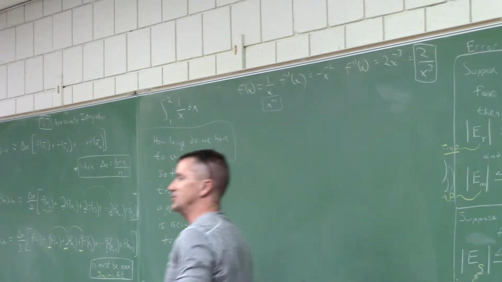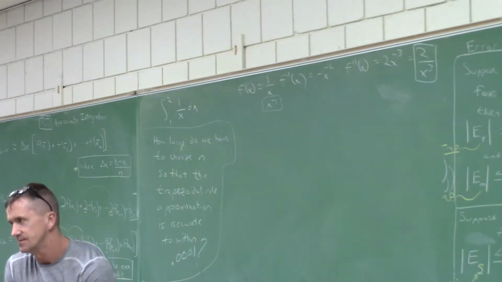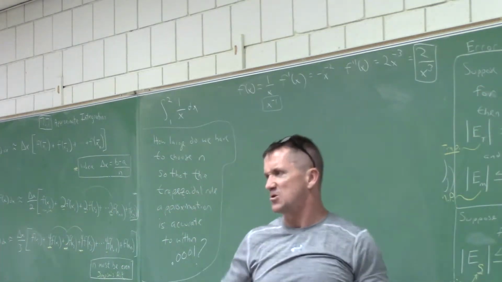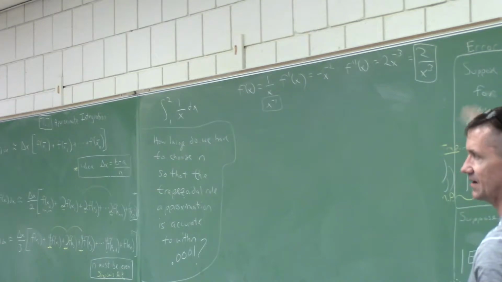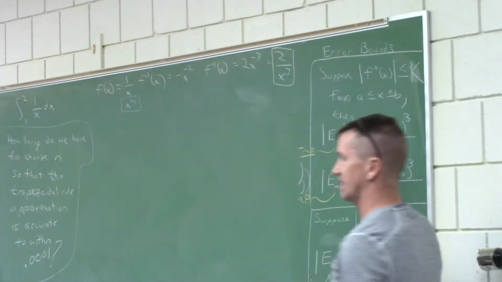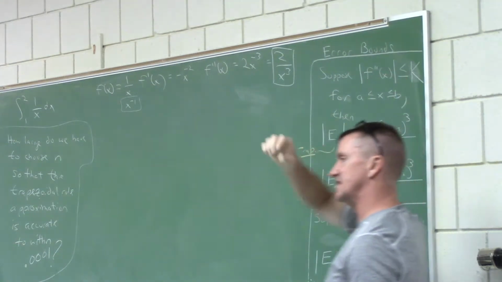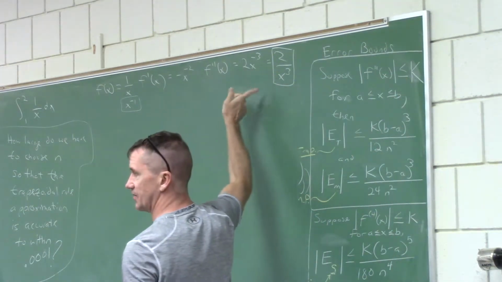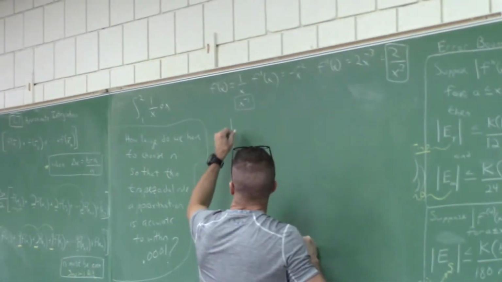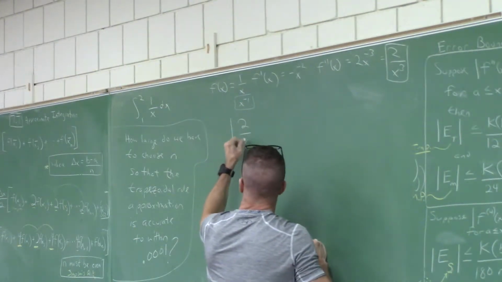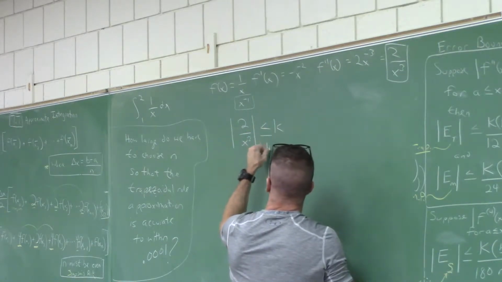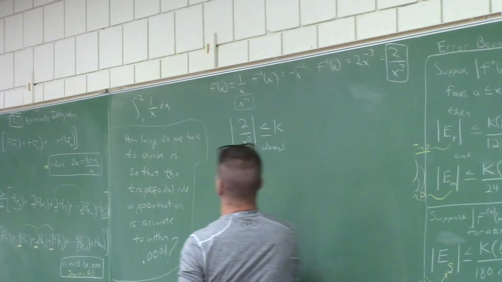Now we have to decide what to use for K. So when we got the second derivative, don't let this intimidate you at all. This is kind of fun, because we're just going to plug it into the formula and solve for n. But we did have to start with getting this K value. Now we know what the second derivative is, so we're looking for this K value such that 2 over x cubed is always less than or equal to K. Always, no matter what, on the interval from 1 to 2.